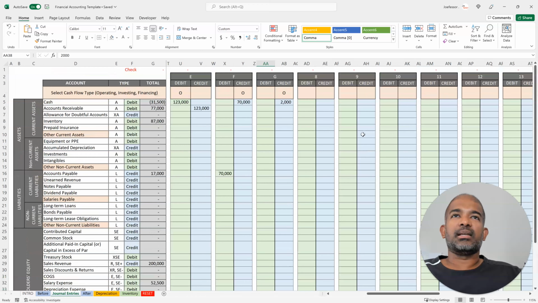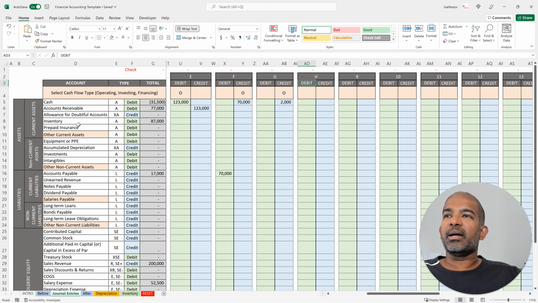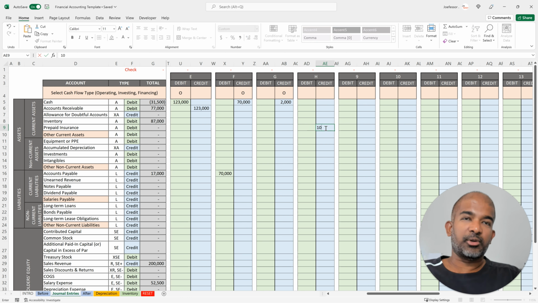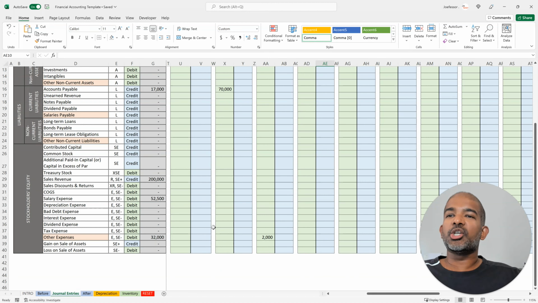So let's get back up here. That's section H. From my prepaid insurance, I'm going to remove 1,000, or credit 1,000, and it becomes an insurance expense. Again I'm going to use the other expenses section because I don't have a separate line. If you are creating your own template and want more options for different accounts like insurance expense or rent expense, you can add them.